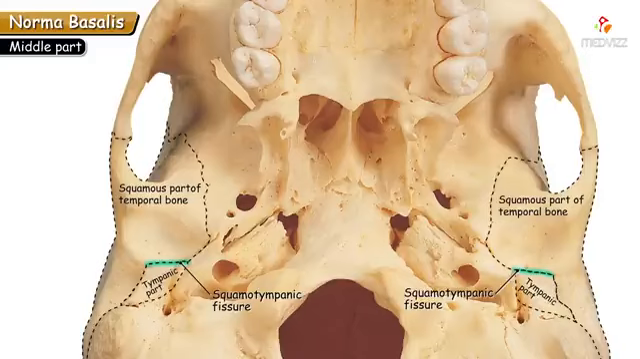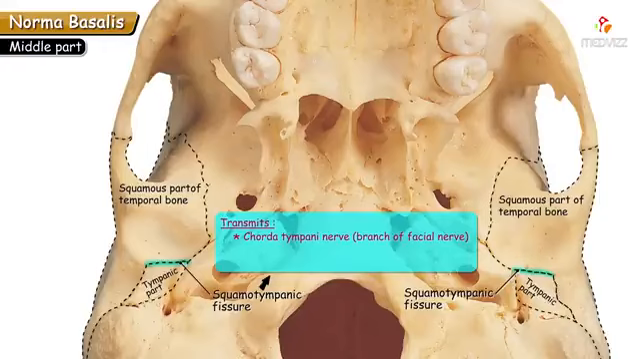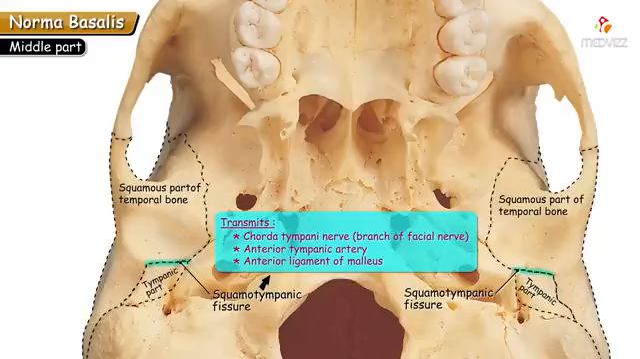So the squamotympanic fissure transmits the chorda tympani nerve, which is a branch of the facial nerve, the anterior tympanic artery and the anterior ligament of malleus. So these three structures pass through the petrotympanic fissure. So this is all about the features, foramens and structures passing through the foramens of the middle part of Norma basalis.